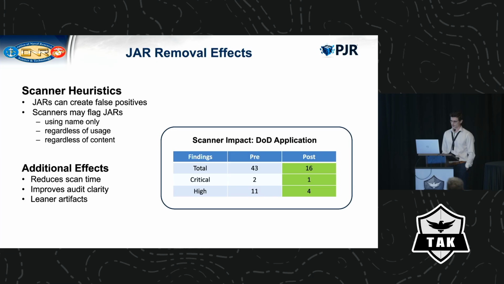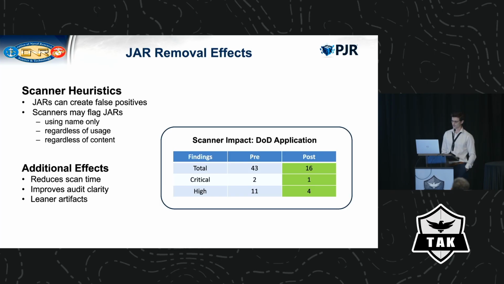And so here are some other results from a scanner perspective. Sometimes jars can create false positives, and that is one of the reasons it became important to remove some of these empty jar files, because scanners may flag jar files just based on the actual name of the jar file, regardless of the usage or the content. So with that taken into consideration, if there's no bytecode in the jar file, we completely remove it.